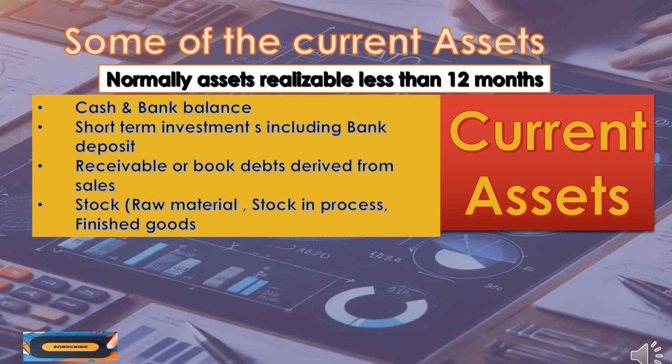Current assets means assets realizable within 12 months. Some of the current assets we will see: cash and bank balance, short-term investments including bank deposits, receivables or book debts derived from sales, and stock which includes raw material, stock in process and finished goods. All these will come under current assets.